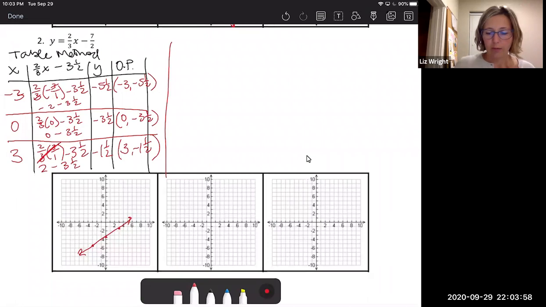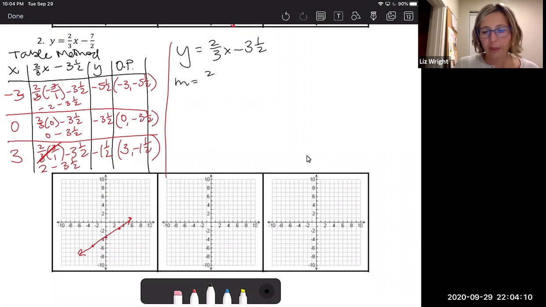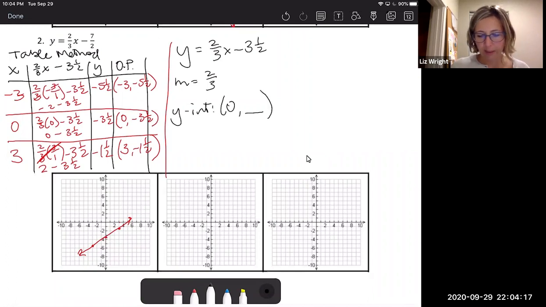Next one, we are doing slope-intercept form. So we're going to have y equals 2/3 x minus 3 1/2. Our slope is going to be 2/3, and the y-intercept is going to be 0, something. That something again comes from our equation right here, and it's going to be -3 1/2. So go and plot that 0, -3 1/2. So it's going to be 0, -3 1/2 down here. And then we're going to use our slope of 2/3.